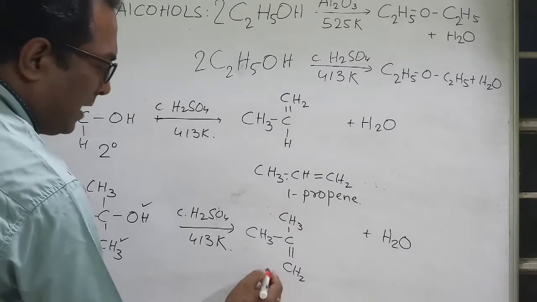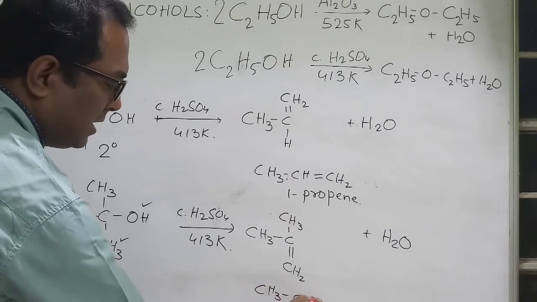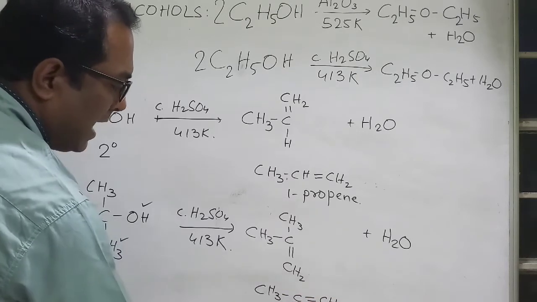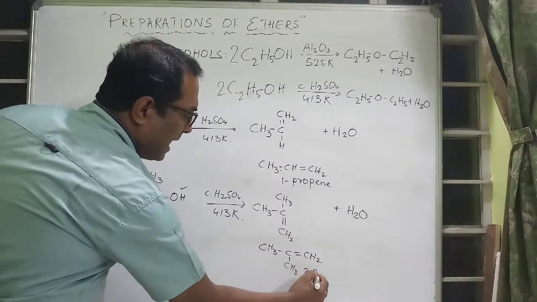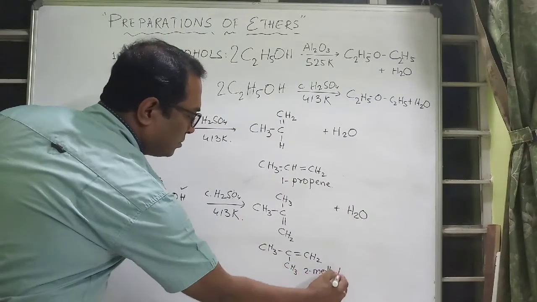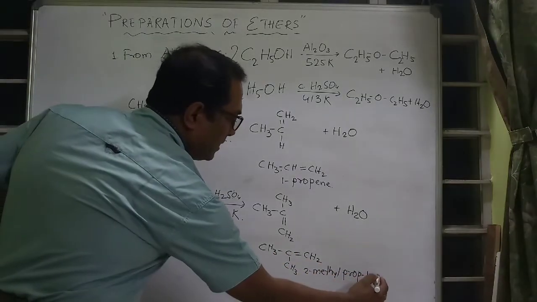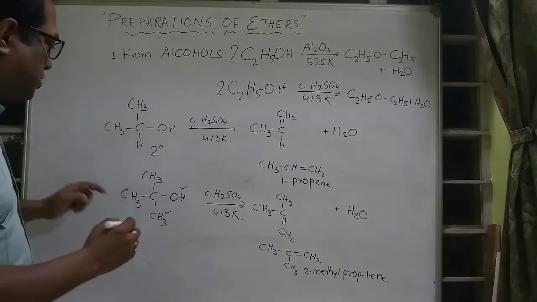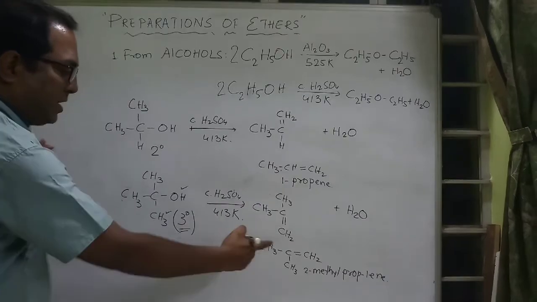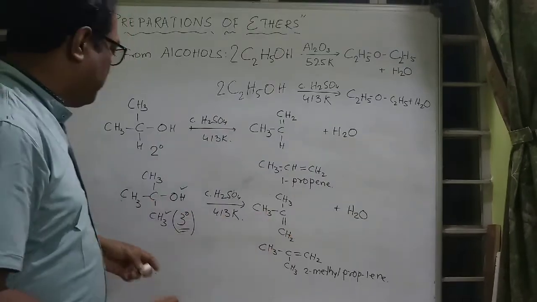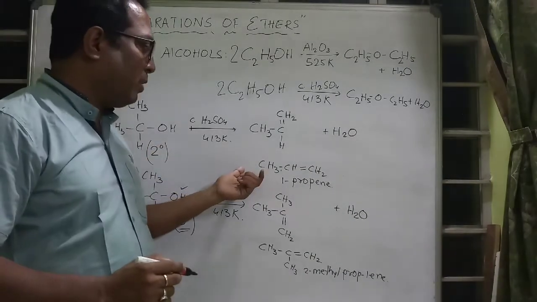You get here a compound. What is the name of this compound? Can you tell me here, students? CH3, C double bond CH2, and here CH3. You will be having 2-methylprop-1-ene. So from the tertiary alcohol, the 3-degree alcohol, you are going to get 2-methylprop-1-ene. With a 2-degree alcohol or secondary alcohol, you are going to get propene.